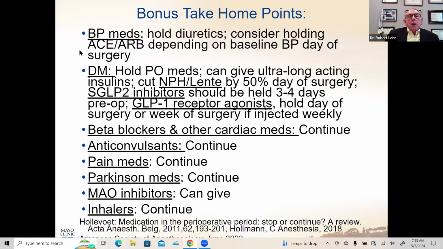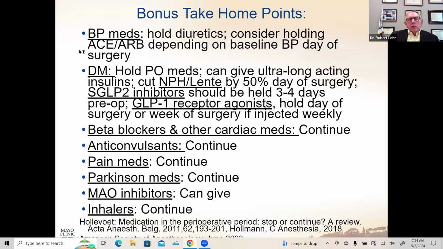Medicines. Blood pressure medicines. We typically hold diuretics, certainly loop diuretics. Thiazides, you can kind of go either way, particularly if it's a very short outpatient procedure. But if it's a longer inpatient procedure, I would hold even the thiazides. These patients are NPO, they're going to be getting IV fluids, there may be fluid shifts, so I think it's best to hold them. Now, you should also consider holding ACEs and ARBs.